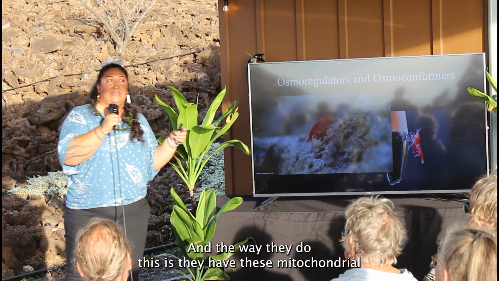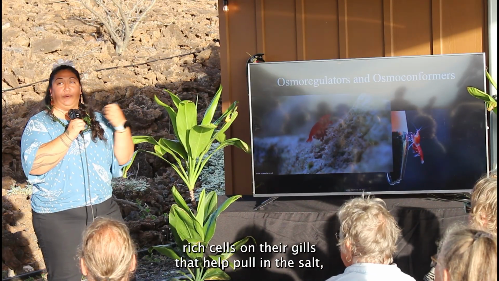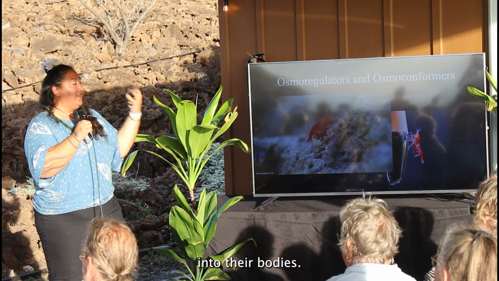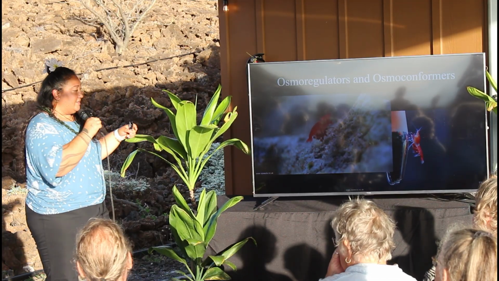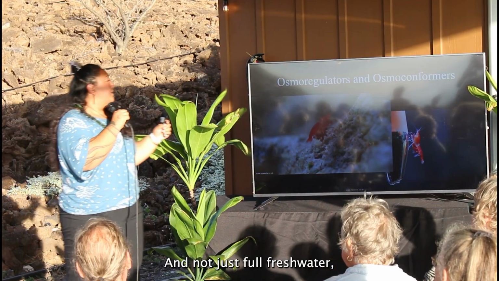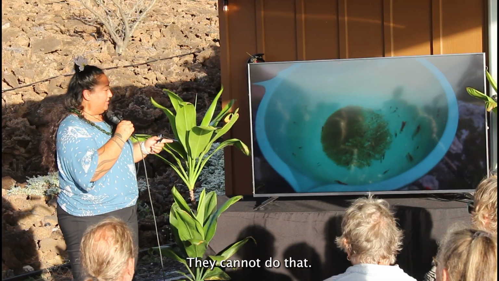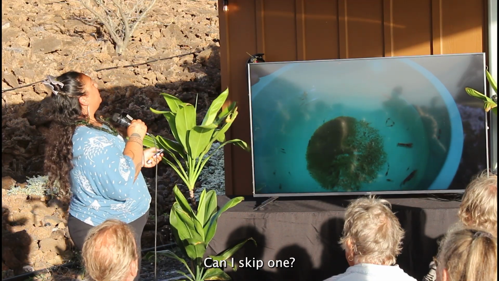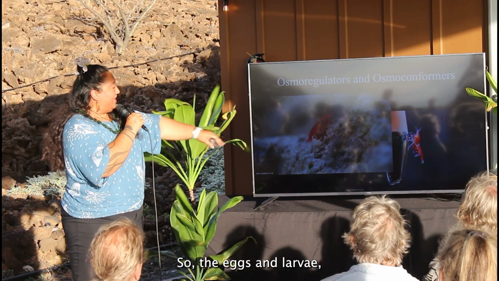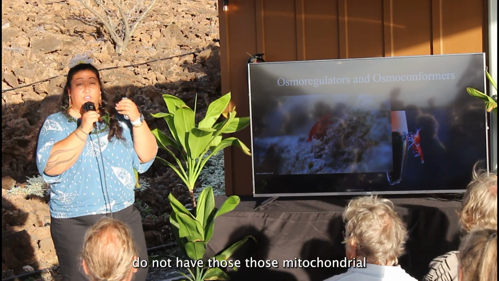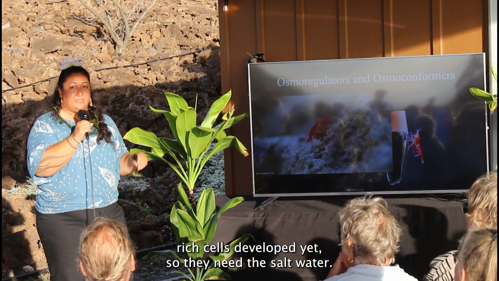And the way they do this is they have these mitochondria-rich cells on their gills that help pull salt into their bodies. So that's how they've adapted to live in saltier waters and not just full fresh water. But as eggs and larvae, they cannot do that. Did I skip one? Oh, there. Okay, it was on that one. So the eggs and larvae do not have those mitochondria-rich cells developed yet, so they need the salt water.